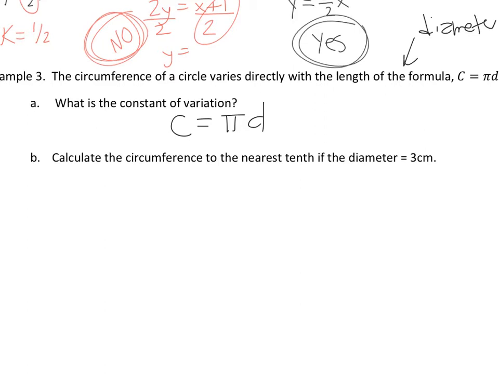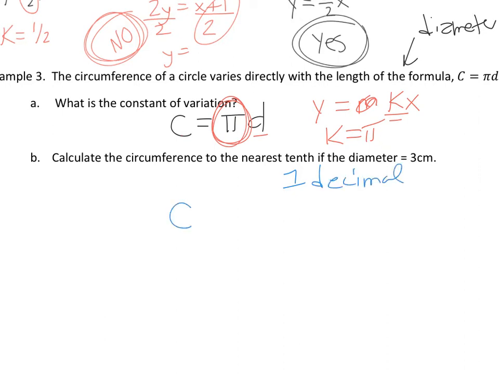What is the constant? So this looks very similar to y equals kx. This is your k. The circumference depends on the diameter. The y depends on the x. So your k is equal to pi. And then letter B, calculate their circumference to the nearest tenth, so 1 decimal, if the diameter is 3. So you do circumference equals pi d, circumference equals pi times 3, and then you're going to round that to the nearest 1 decimal.